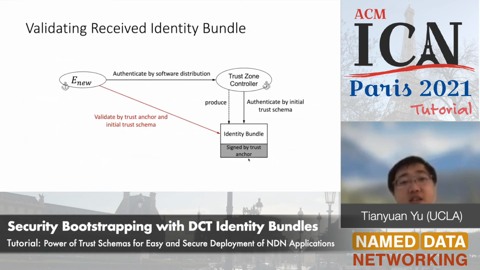And because the remote Hydra app authenticates the trust zone controller, the Hydra NOC, through the software distribution, and the Hydra NOC authenticates the identity bundle by the initial trust schema, later, when Enew, the Hydra app, receives this identity bundle from the Hydra NOC, it can validate it by the trust anchor and initial trust schema obtained at the application installation time.